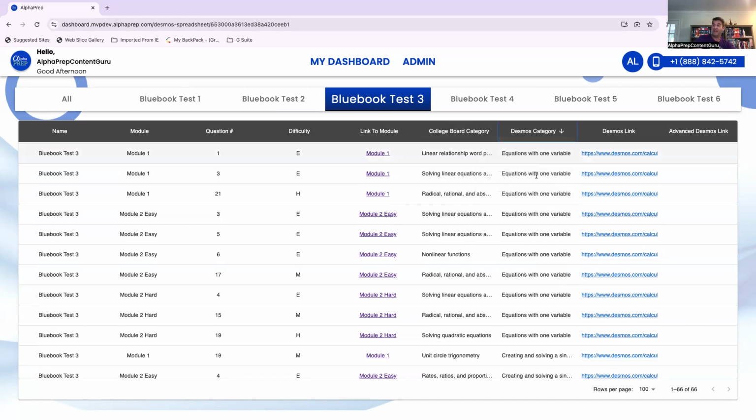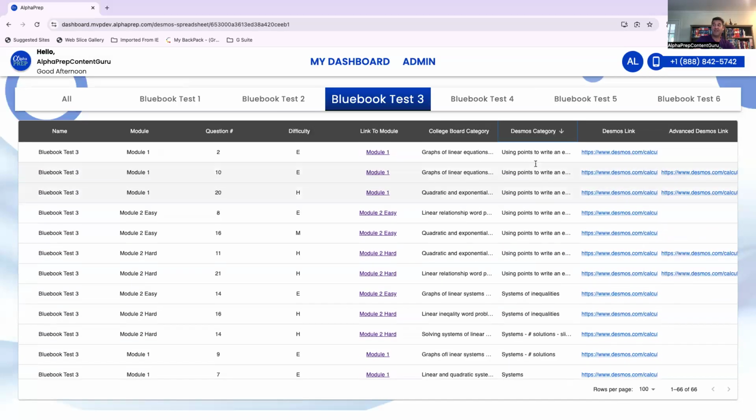And like I said, if I sort by Desmos category and I go to using points to write an equation, you'll notice that all of these are using points to write an equation, but you'll notice that in the column to the left of it, you have multiple different types of College Board categories that all fall into the same Desmos category. You've got Desmos links. These are created for you, pre-worked out and completely annotated links, walking you through how to do every single question on every single one of these tests.